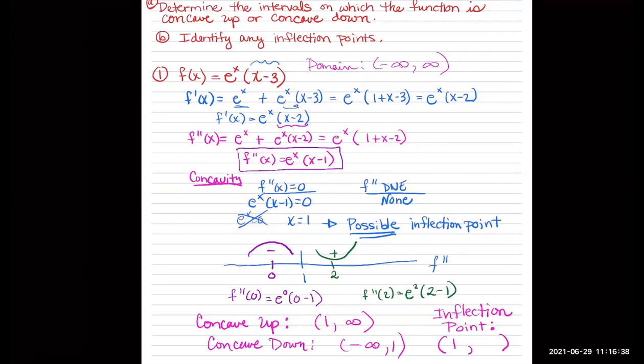How do we get the y coordinate? Yeah, plug it into the original function. Every time you need the y coordinate of a point, you always plug it into the original function. So notice I go back to the top to the original function. I'm plugging in 1 for x, so 1 minus 3 is negative 2. So I would get negative 2 times e to the first. Don't change that to a decimal. Unless the problem actually says round or approximate, you would never change it to a decimal.